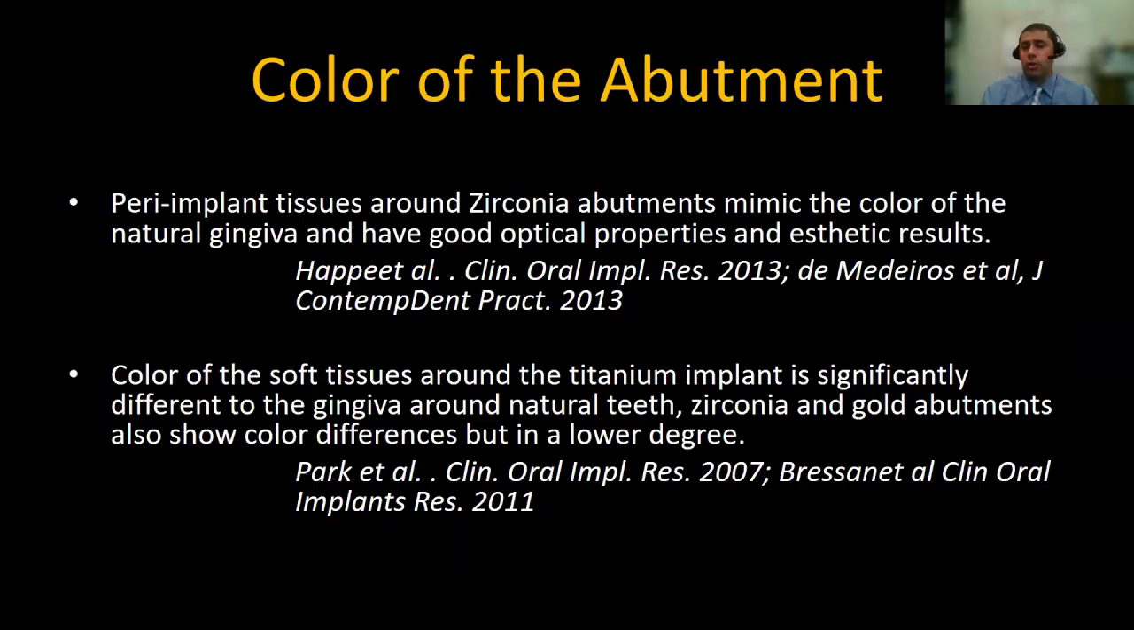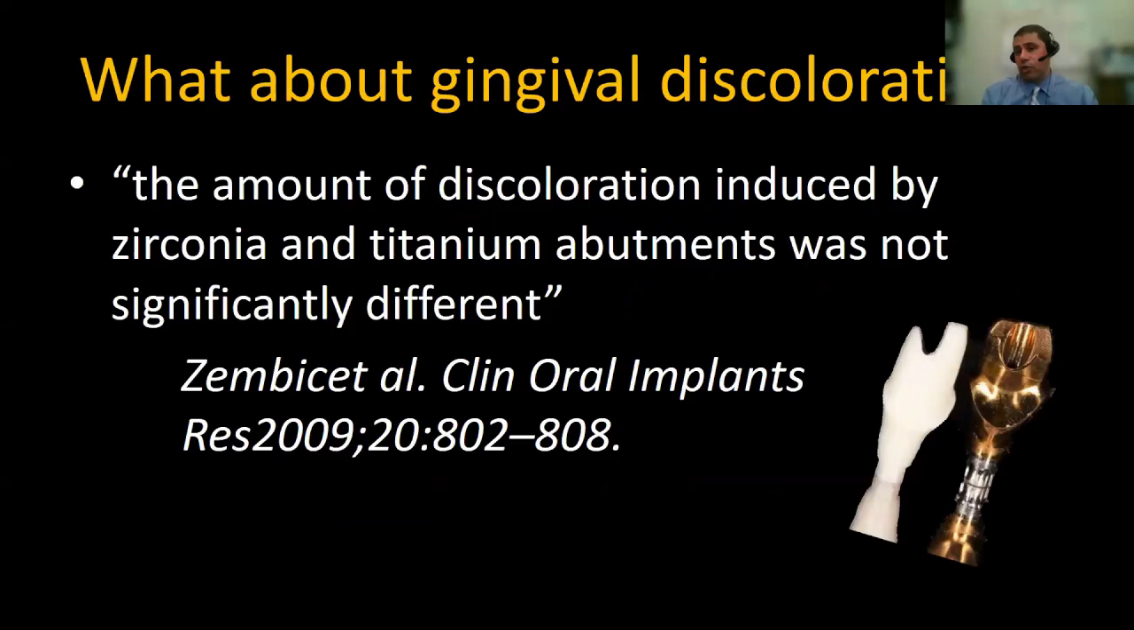The peri-implant tissue around the zirconia abutment mimics the color of the natural gingiva, resulting in very good optical and aesthetic results. But also, the color of the soft tissue around titanium implants was in some studies significantly different to that of the natural teeth, resulting in reflection of the titanium or the grayish color through the soft tissue. So we have a huge advantage of a zirconia abutment versus a titanium abutment.